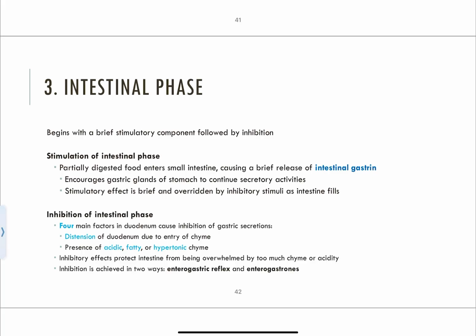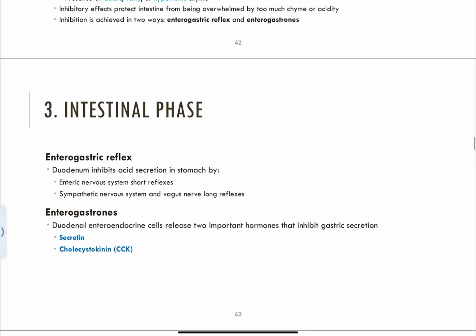These 4 same factors also decrease gastric emptying. So they're going to halt or stop the gastric activity to help protect the small intestine from receiving too much acidic content at once. Inhibition is achieved in two different ways. We have the enterogastric reflex and enterogastrones.